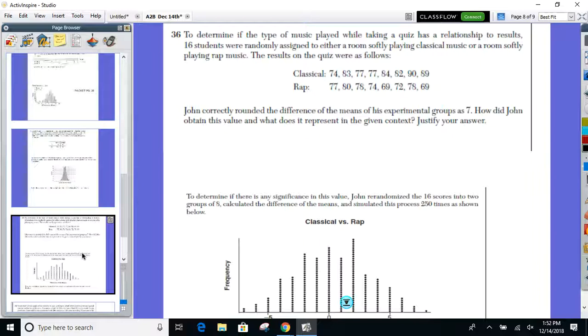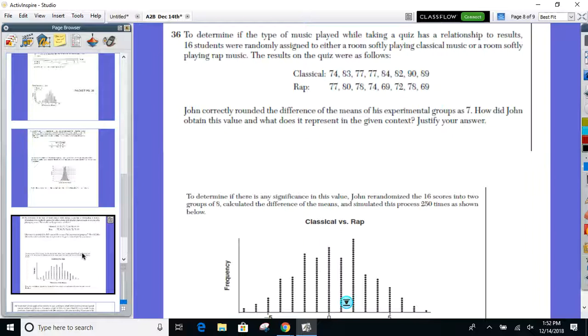Okay, so it looks like we're going to play music during a quiz. And here are the results of 16 students broken up into 2 groups of 8. One played classical, the other played rap music. The results of the quiz are as follows. So there's the classical, there's the rap. All good there? Okay. John correctly rounded the difference of the means as 7.